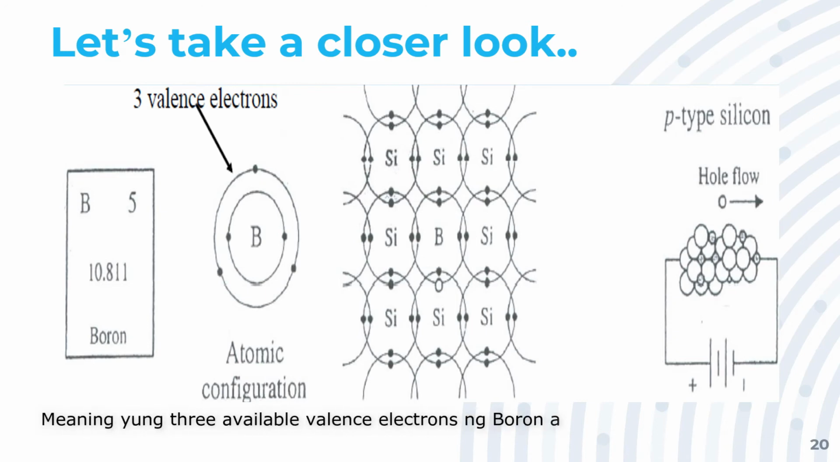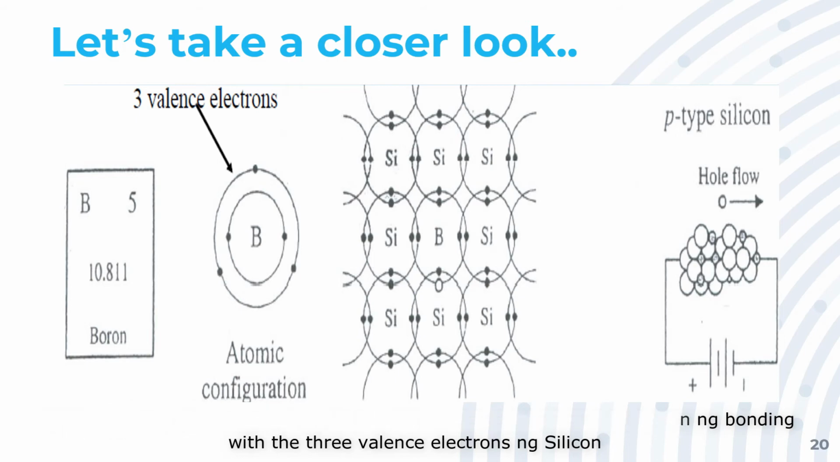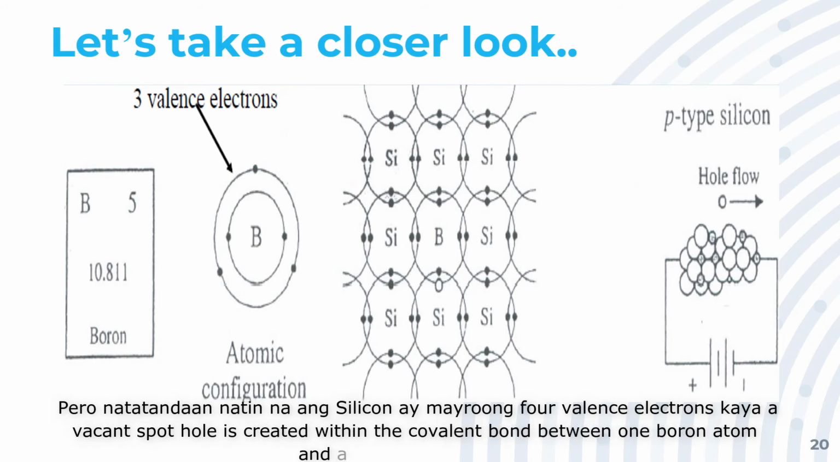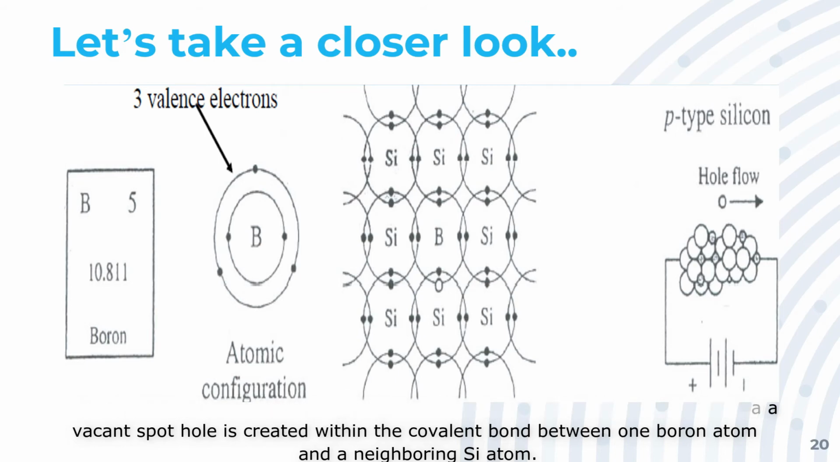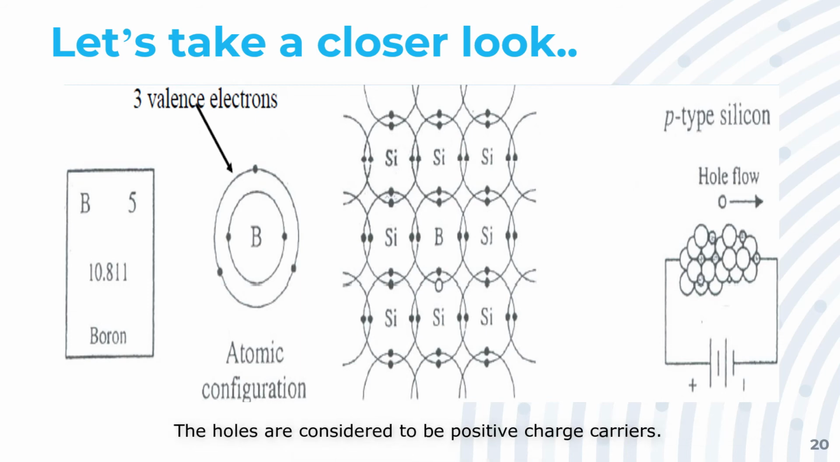Meaning, yung 3 available valence electrons ng boron ay nagkakaroon ng bonding with the 3 valence electrons ng silicon. Pero natatandaan natin na ang silicon ay mayroong 4 valence electrons. Kaya, a vacant spot or hole is created within the covalent bond between one boron atom and the neighboring silicon atom. The holes are considered to be positive charge carriers.